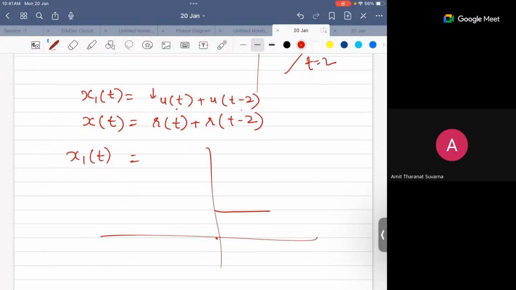Until t equals 2. At t equals 0, it gained a magnitude of 1, and then at t equals 2 it gains a magnitude of 1 again, so it will again be like this. It will be 2. This is x1. Now in similar fashion, whenever you deal with a ramp function, what does this value 1 mean? This is a slope, right? Is everyone fine with this?